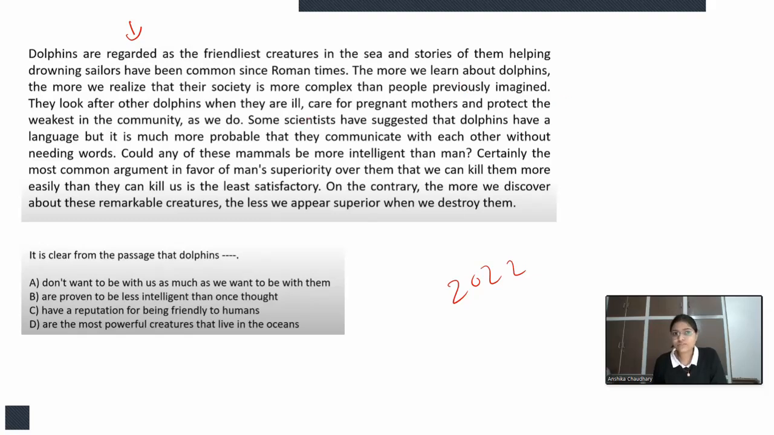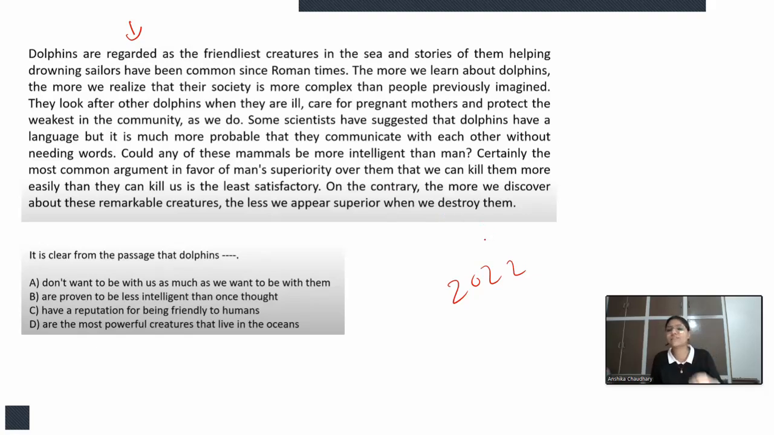They look after other dolphins when they are ill, care for pregnant mothers, and protect the weakest in the community as we do. Some scientists have suggested that dolphins have a language, but it is much more probable that they communicate with each other without needing words. Could any of these mammals be more intelligent than men? Certainly, the most common argument in favor of men's superiority over them, that we can kill them more easily than they can kill us, is the least satisfactory. On the contrary, the more we discover about these remarkable creatures, the less we appear superior when we destroy them.